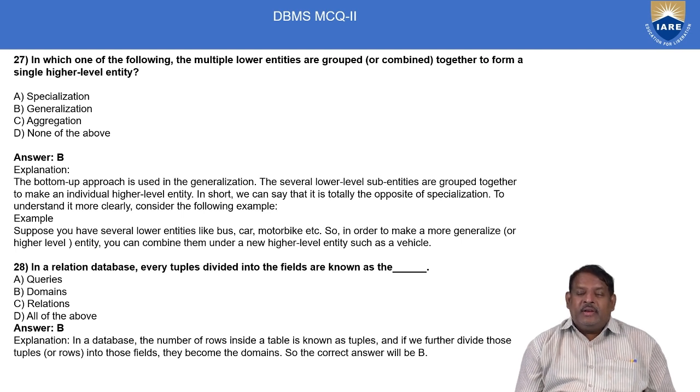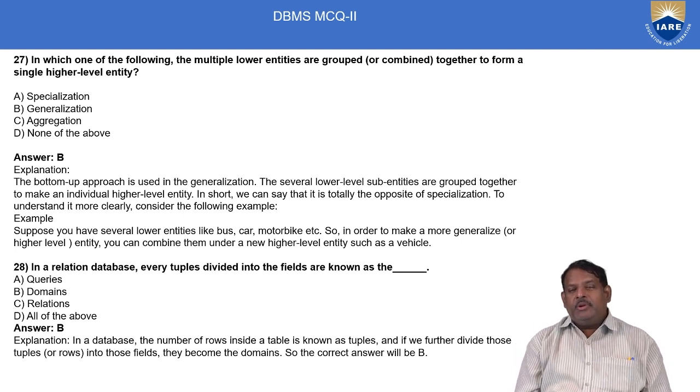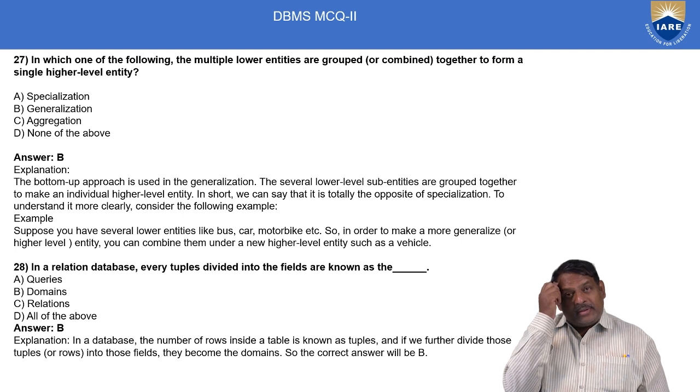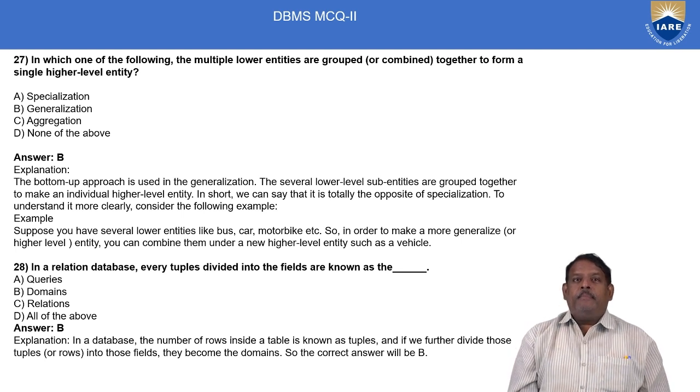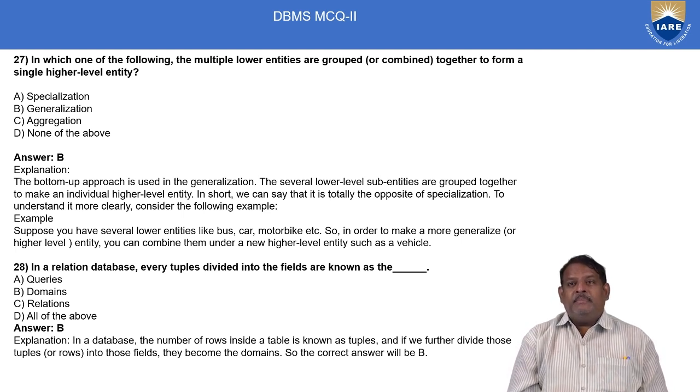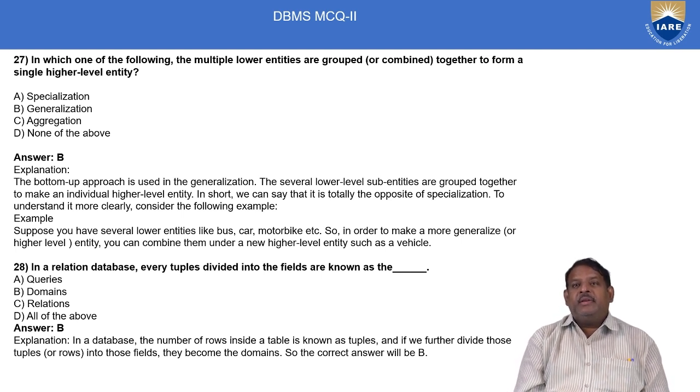In specialization, which is a top-down approach, we divide the higher level entity into smaller sets. Now here it is just the opposite. It is B. The bottom-up approach is used in generalization. Several lower level sub-entities are grouped together to make an individual higher entity. In short, it is totally opposite of specialization.